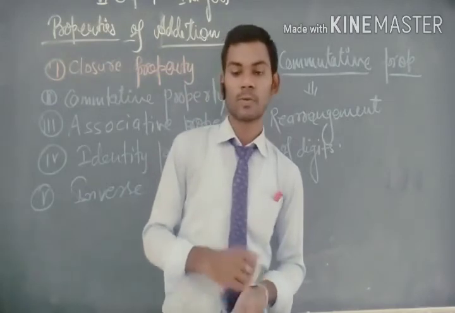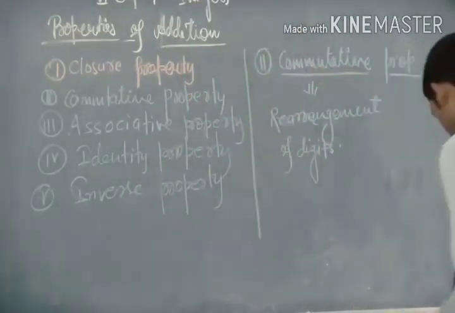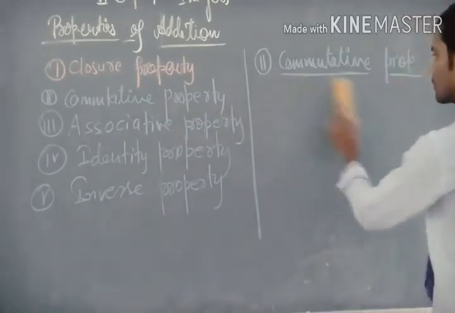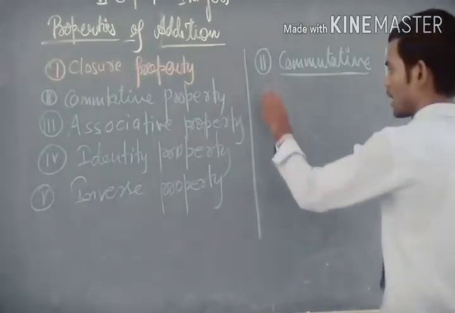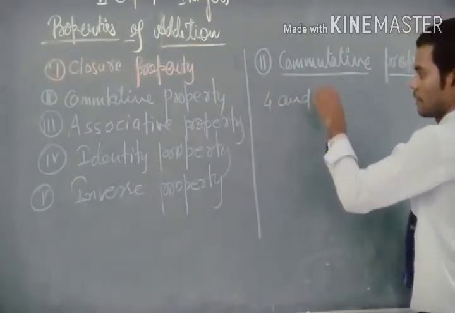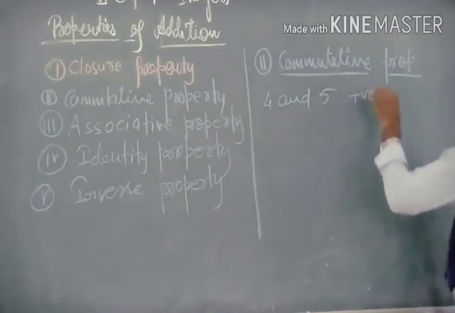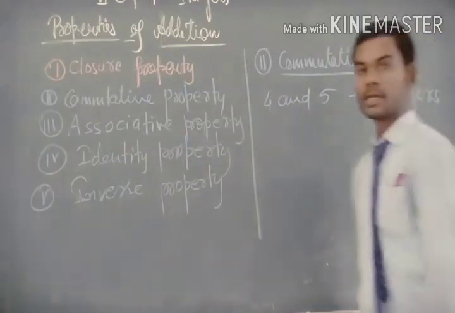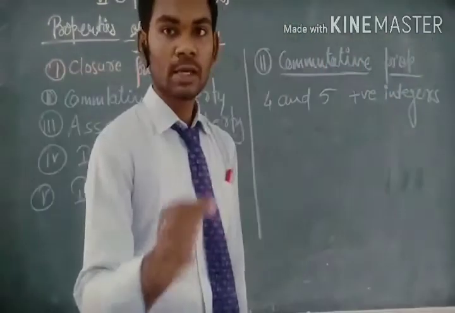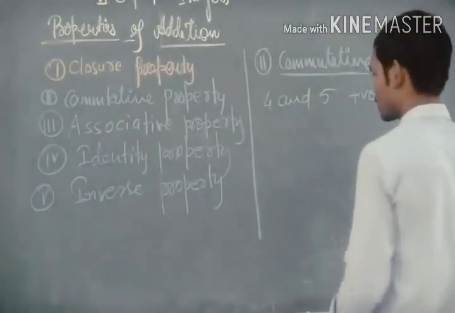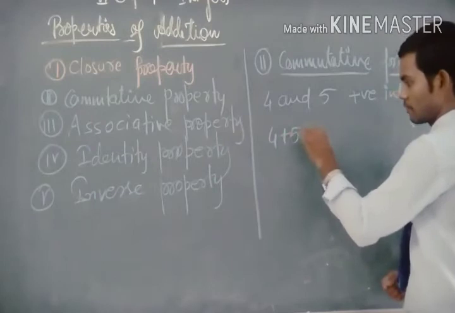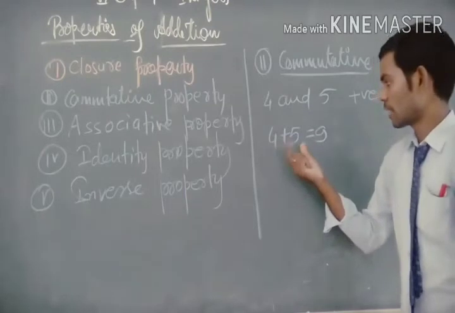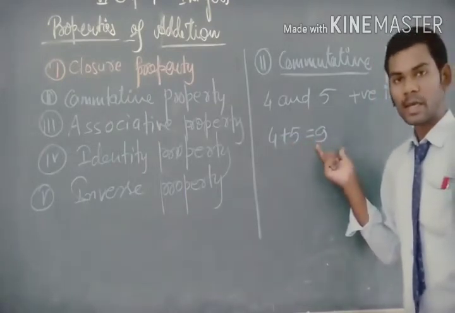Now let us see this with some examples. Just suppose that we have two numbers, 4 and 5, both positive integers. If we add these two integers, then we get 4 plus 5 is equal to 9. Here we just add 4 and 5, we get 9 as a result.